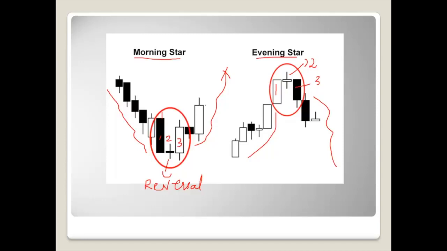So a morning star represents a trend reversal from a sell trend to a buy trend, whereas an evening star represents a reversal from a buy trend to a sell trend. This is how evening star and morning star work. And as I said before, everybody knows what a morning star and an evening star is. But the thing is, there are certain rules that have to be followed even for morning and evening stars. So I'll tell you the rules now.